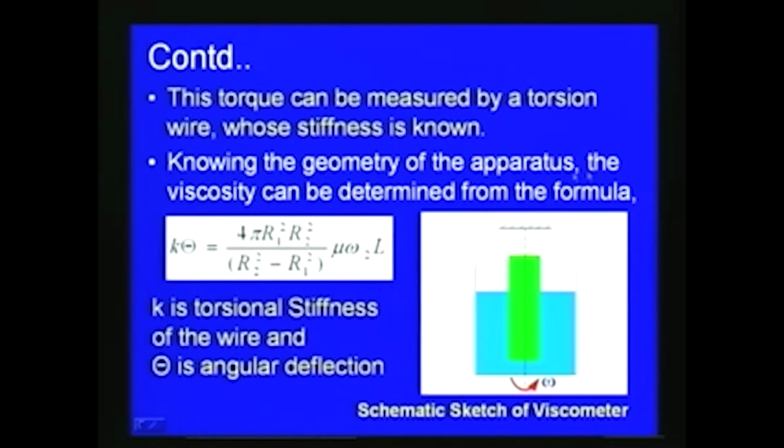So knowing the geometry of the apparatus, the viscosity can be determined from the formula K theta is equal to 4 pi R1 square R2 square divided by R2 square minus R1 square into mu omega 2 into L, where theta is the angular deflection and K is the torsional stiffness of the wire. So like this we can find out the other parameters for these kinds of problem.